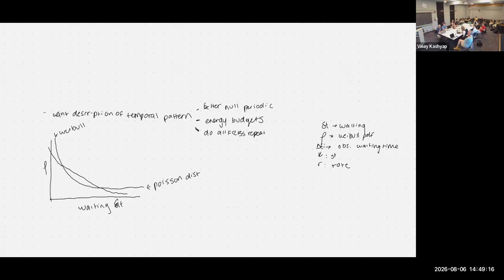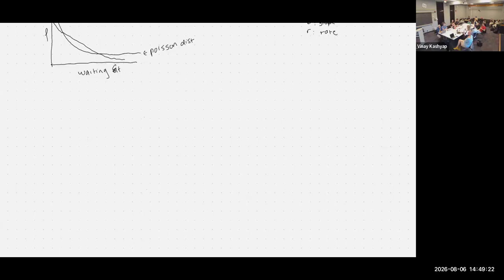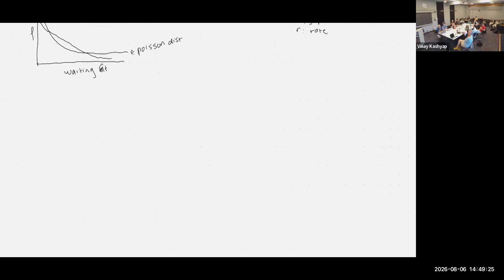The problem is that the Weibull distribution is only defined in terms of its waiting times. For a Poisson distribution, you can either say the number of detections in some observation window or the waiting time distribution to fit a Poisson distribution. That's not true for Weibull. You have to use the waiting times.